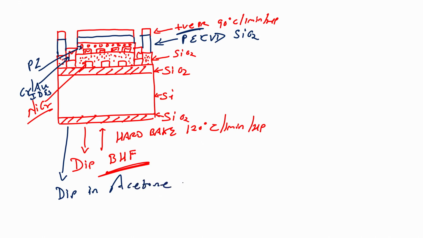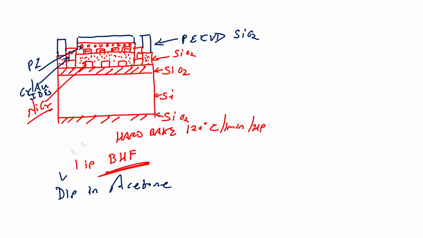So, once I dip the wafer in acetone, what will happen? My positive photoresist will strip off. My positive photoresist is stripped off. Now, over this I want to pattern a gold pad. So, what will I do? I will just remove these things.